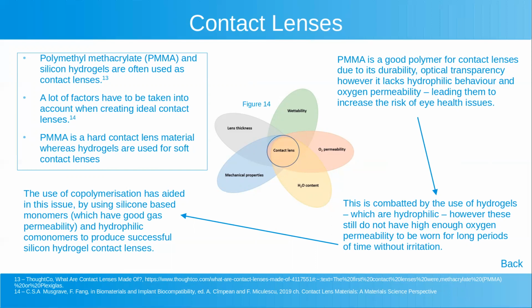periods without irritation. The way that has been found to combat this issue is by the use of copolymerization, where we have two different types or multiple types of monomers in the system. So this has been done by using silicon-based monomers and hydrophilic co-monomers. Silicon monomers have a good gas permeability, whereas the hydrophilic co-monomers have that increased water content due to their hydrophilic nature. This produces good silicon hydrogel contact lenses, which can be worn for long periods of time and can be used to correct some eye issues, hence making them a good contact lens material.